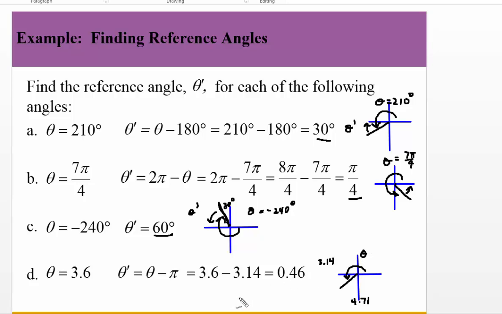So notice to get theta prime here, this angle right in here we're looking for, they took this 3.6 and subtracted 3.14 or pi approximately and rounded it to 0.46 here. All right, so hopefully you'll be able to find some reference angles as you work some of these in your assignments.